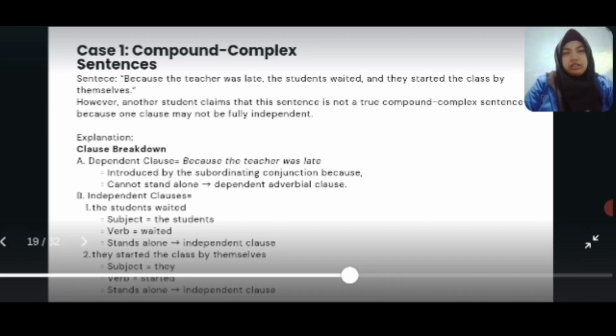Let's break down the clauses first. The first one is the dependent clause. "Because the teacher was late," is introduced by the subordinating conjunction "because," which means it cannot stand alone; it is a dependent adverbial clause. And then the independent clauses. First, "the student waited." The student is the subject, waited is the verb, which means it stands alone as an independent clause. And then the second one, "they started the class by themselves." They is the subject, started is the verb, and it stands alone as an independent clause.